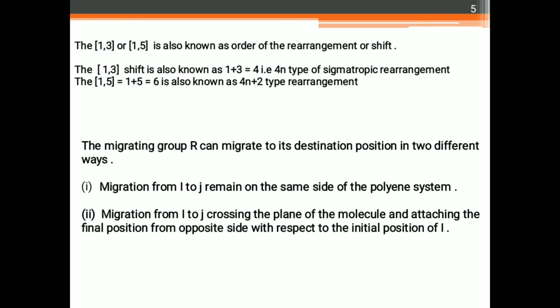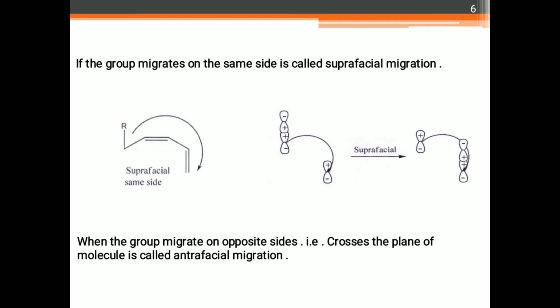The migrating group R can migrate to its destination position in two different ways. First, migration from I to J remains on the same side of the pi system. Second, migration from I to J crosses the plane of the molecule and attaches at the final position from the opposite side with respect to the initial position of I. If the group migrates on the same side, it is called suprafacial migration, which we saw in the picture.